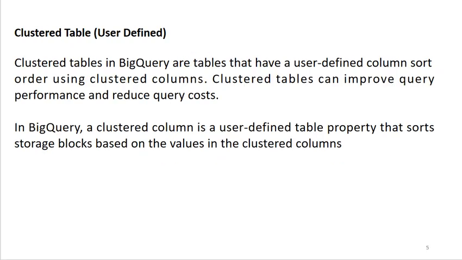Second is the clustered table. Clustered tables in BigQuery are tables that have a user-defined column sort order using clustered columns. Clustered tables can improve query performance and reduce query cost. Okay. In BigQuery, a clustered column is a user-defined table property that sorts storage blocks based on values of clustered columns. So actually, clustering is a kind of sorting. It is a sorting within the partition.